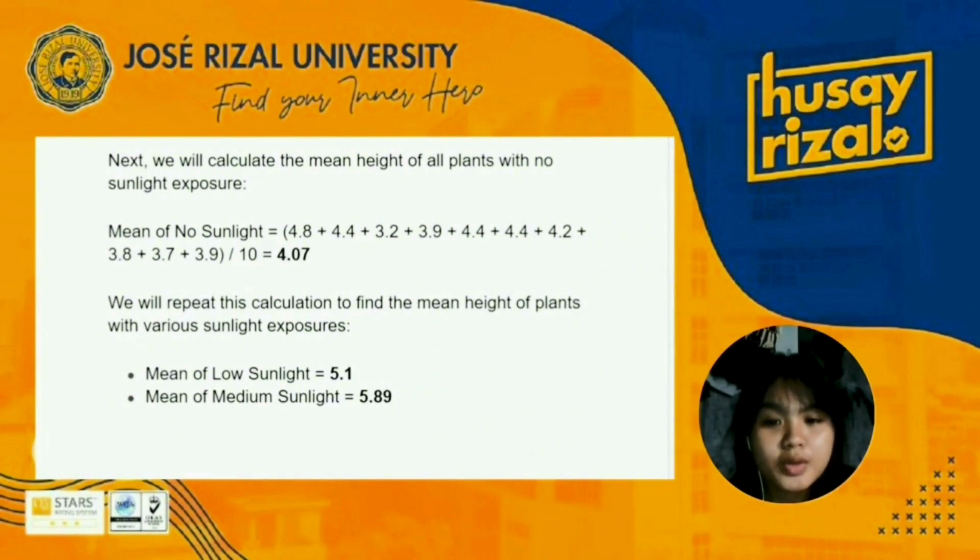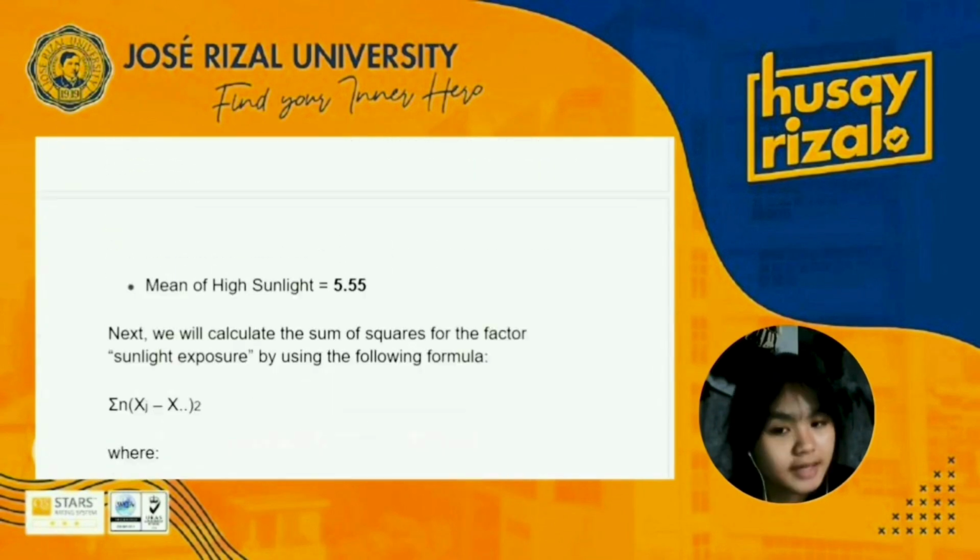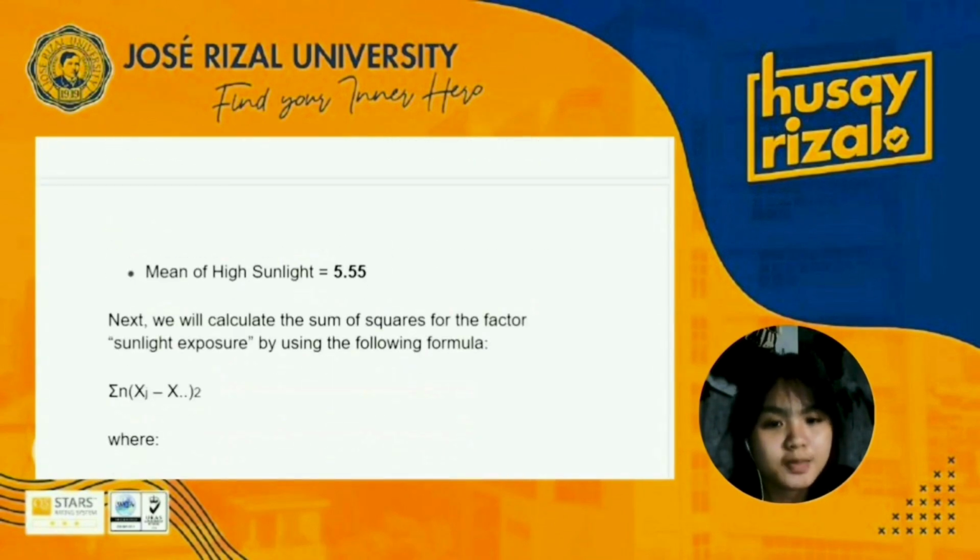We will repeat this calculation to find the mean height of plants with various exposure. So the mean of low sunlight is equal to 5.1. Mean of medium sunlight is equal to 5.89. Mean of high sunlight is 5.55.